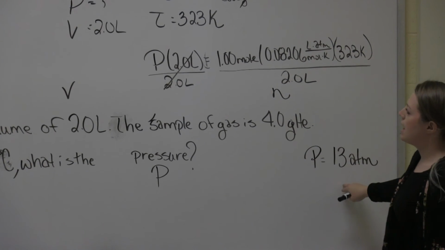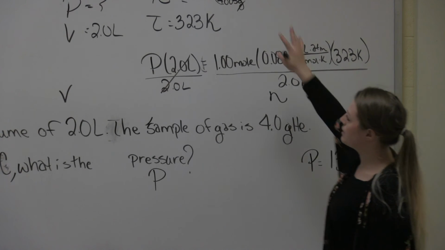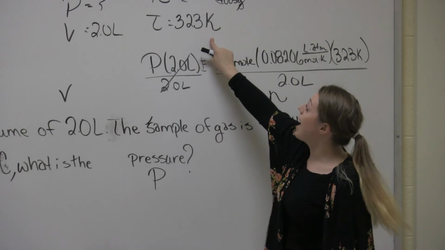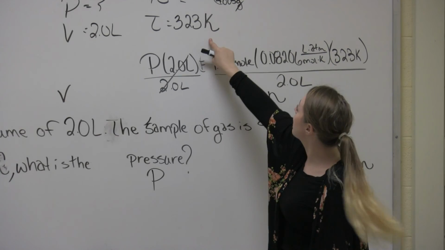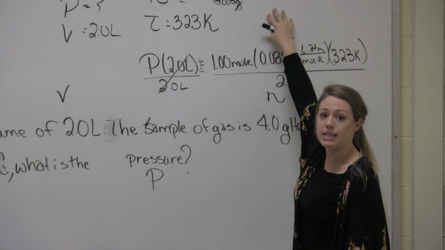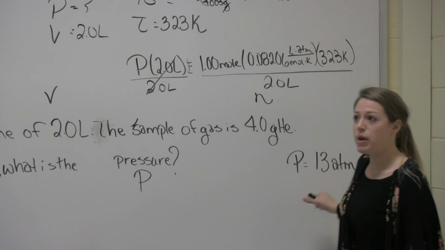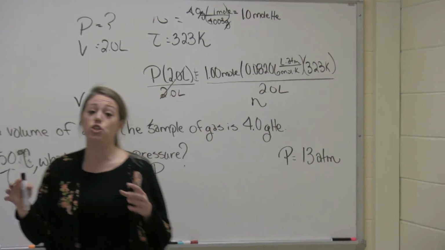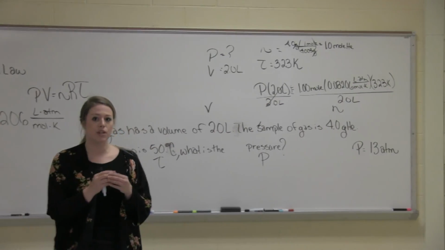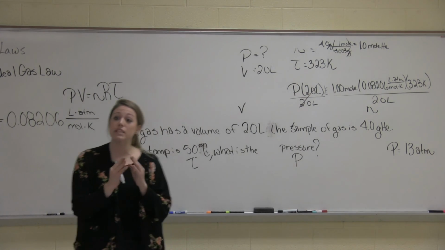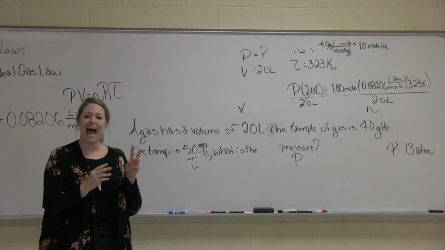Okay, so what this is saying is that if a gas has these conditions, its volume is 2 liters, its temperature is at 323 Kelvin or 50 degrees Celsius, and we have 1 mole of that sample, it will exert a pressure of 13 atmospheres. So in conclusion, the ideal gas law is the relationship between all 4 variables. We're not really changing, we're not starting with an initial and a final. We're just trying to find one of those 4 variables at certain conditions.